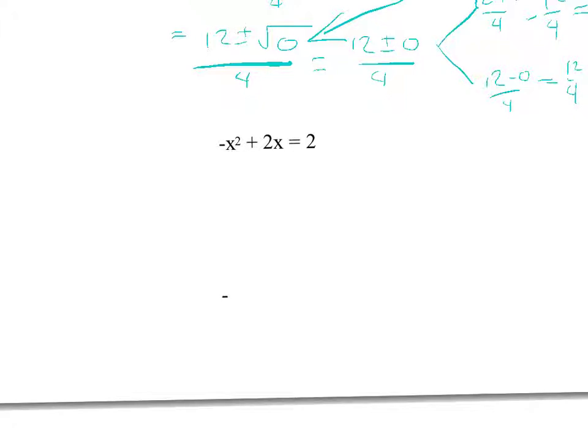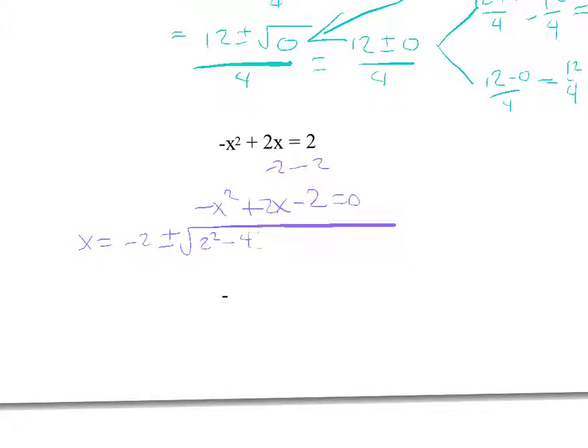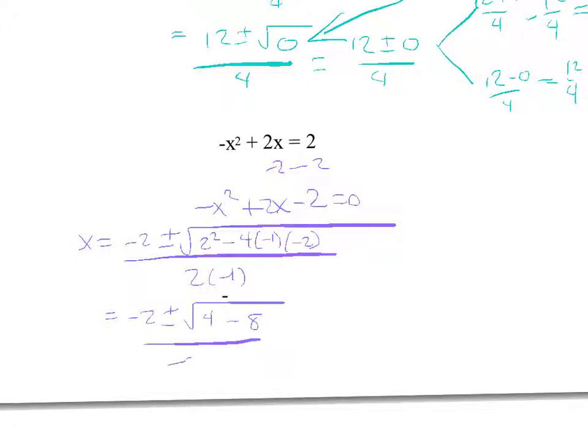So, let's change color. Let's move the 2 over. So we have negative x squared plus 2x minus 2 equals 0. So x equals negative 2, right, because b is 2, plus or minus the square root of b squared, minus 4 times a is negative 1, and c is negative 2, all over 2 times a is negative 1. So we get negative 2 plus or minus the square root of 4 minus 8. So all those negatives make a minus, then 4 times 1 times 2 is 8, all over negative 2.